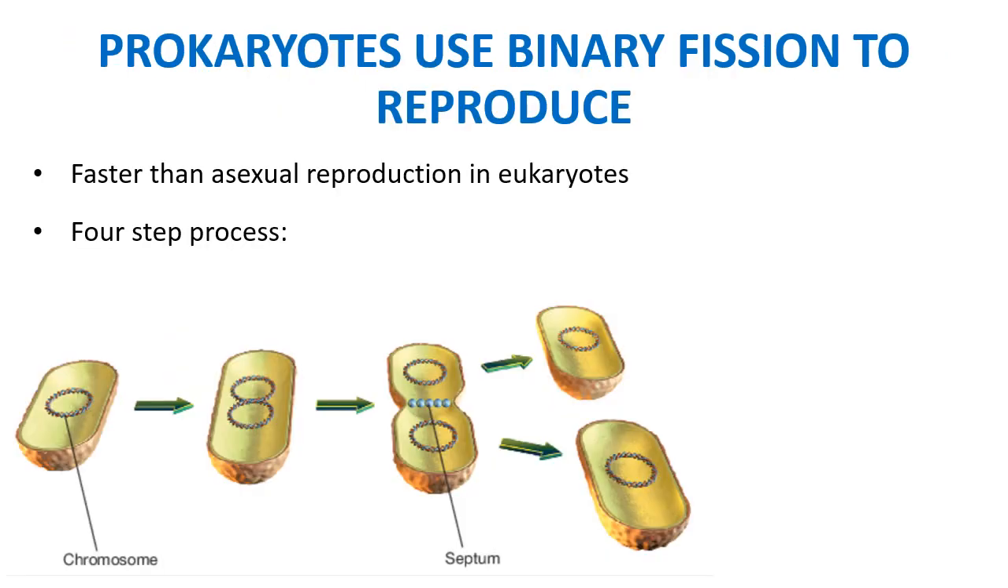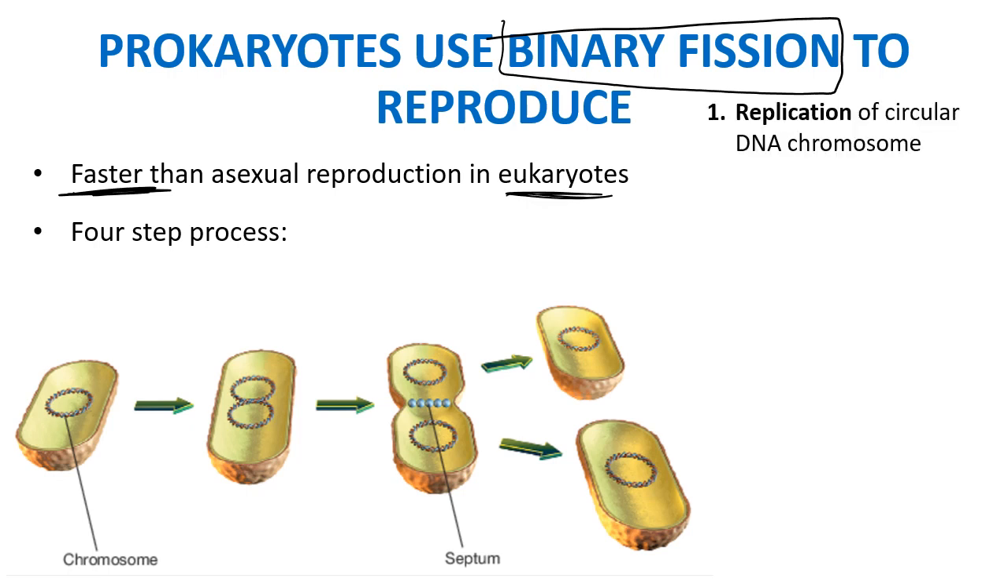So how do prokaryotes reproduce? They do it by a process called binary fission. Binary just means two, like a bicycle with two wheels, and fission is splitting apart. So it just means splitting into two. It's a pretty simple process, and it's pretty fast as well. This is the fastest way that cells can reproduce. It's faster than eukaryotes. And you can see the four-step process down here.